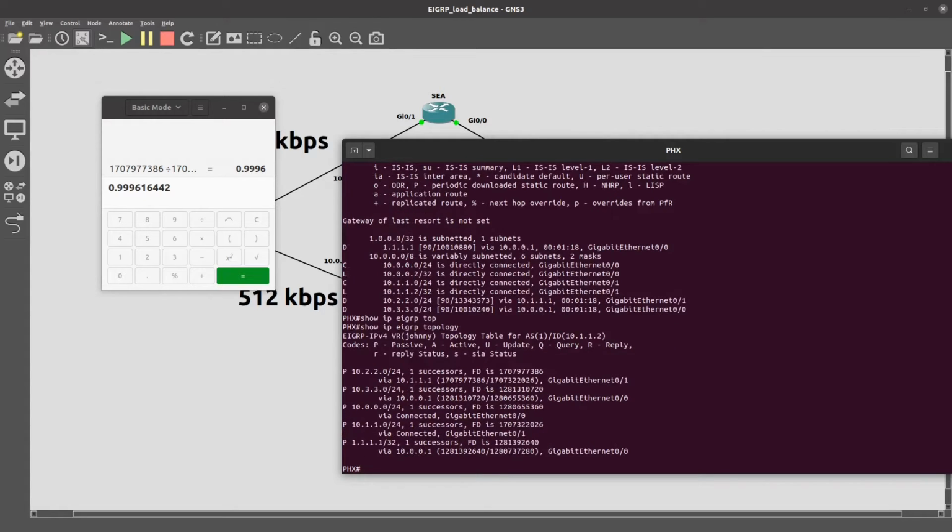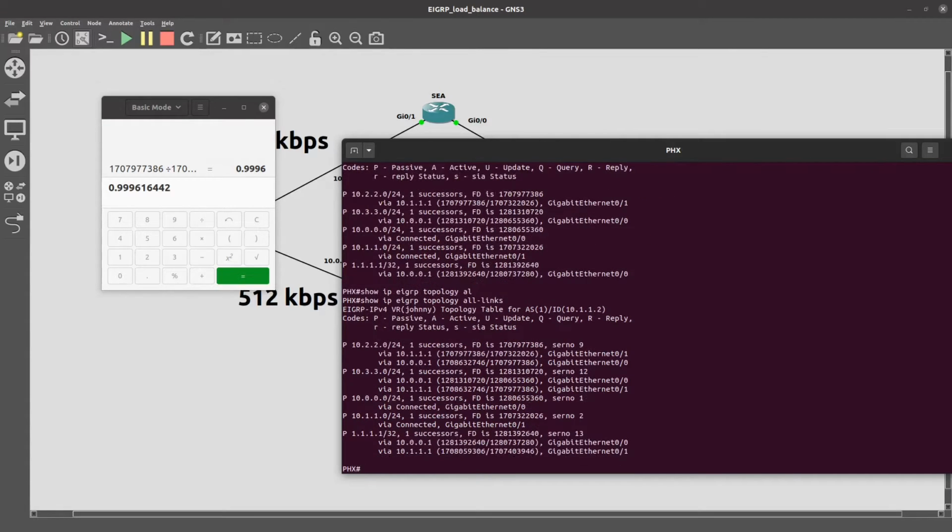Our topology table. Because usually you can only do variance on routes that are feasible successors. If you don't have any, then you can't do unequal cost load balancing. So it's weird that even if we look at these numbers, I believe it does meet the feasibility condition, but for some reason we're not putting it in our routes. So let's just try it with 1.1.1. Well, no, because there's no feasible successors, so this won't work.